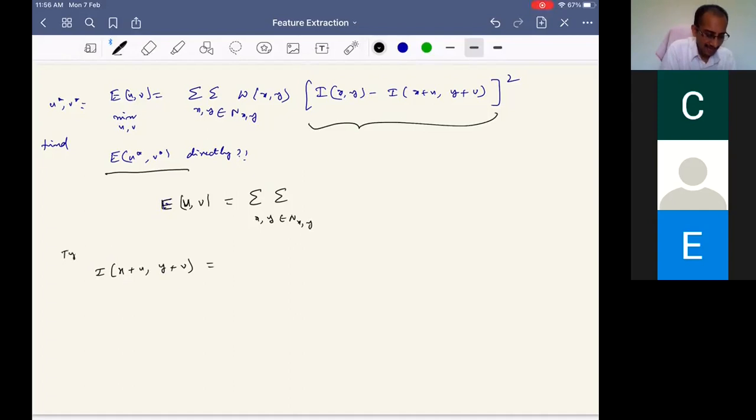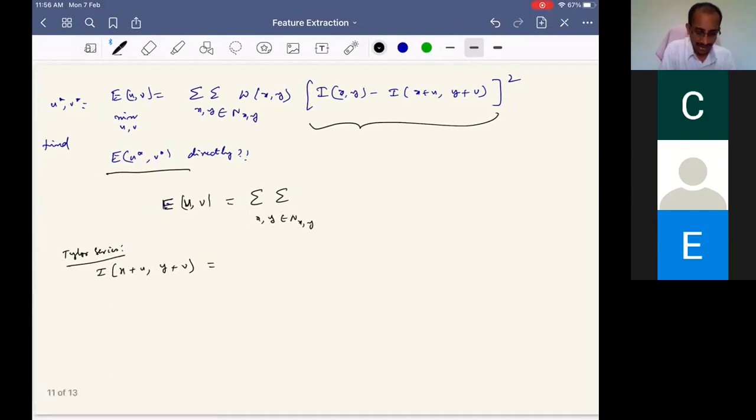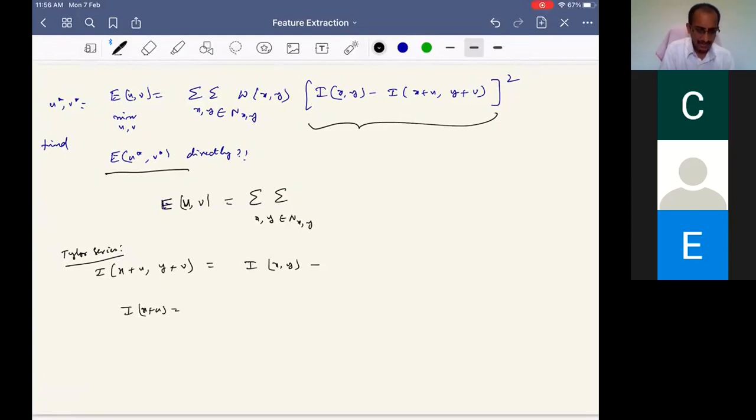So if I expand this by Taylor series, how will it be? Can any of you help me expand I of x plus u comma y plus v around x comma y in Taylor series expansion? Just like in one dimension, what do you write? If you have I of x plus u and would like to expand in Taylor series, how do you write it? I of x naught, that is x here, plus what? What is the Taylor series expansion for I of x plus u, where u you can consider as delta x, like x naught plus delta x and so on?